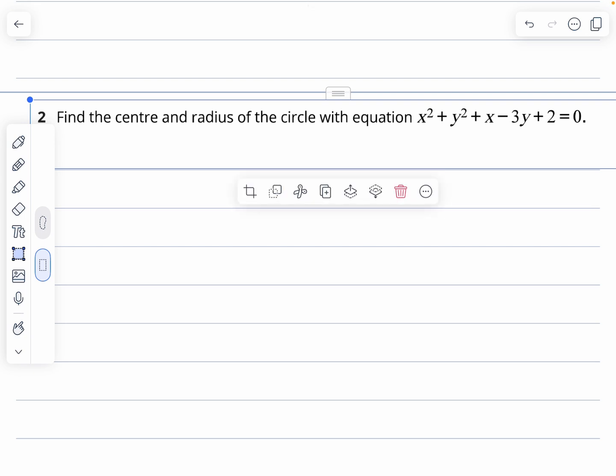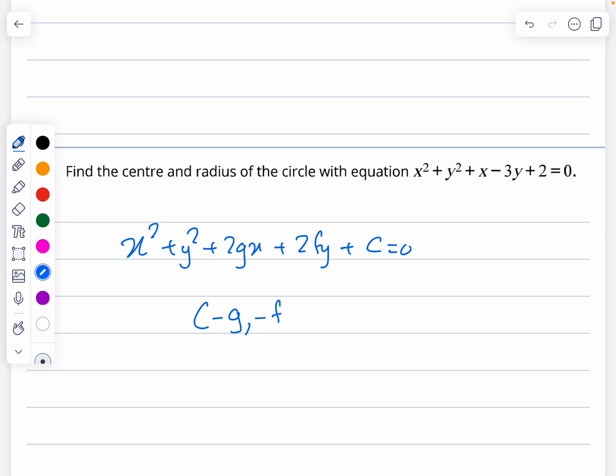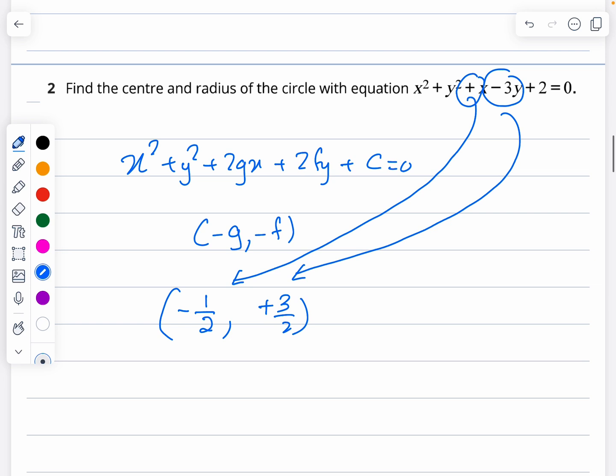So for that, what we know, we have to compare with the standard form of the equation of a circle, which is x square plus y square plus 2gx plus 2fy plus c equals 0. In that case, the center is (minus g, minus f). So over here, divide by 2: 1 divided by 2 and change the sign. Similarly, minus 3 divided by 2 and change the sign. This is going to be the center. So the center is negative 1 upon 2 comma 3 by 2.